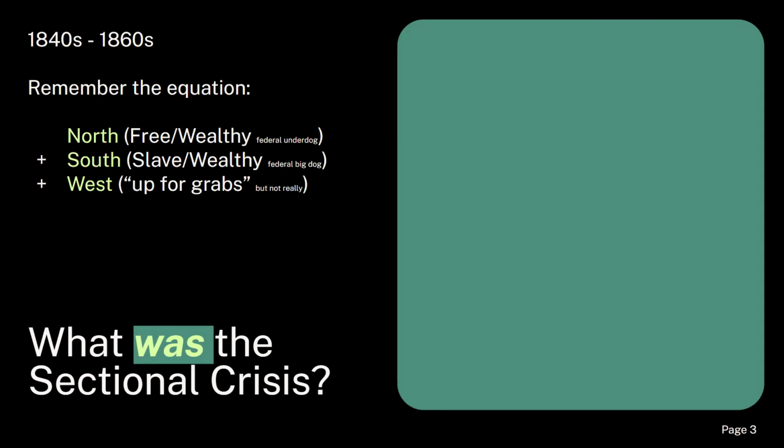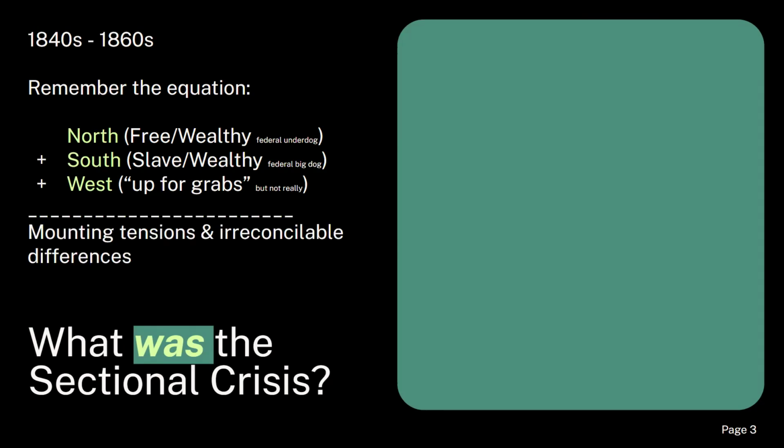And then you add the West, which these two sections, North and South, believe is up for grabs. But of course, we know it's not really up for grabs. People actually live there already. And ultimately, what you have are these mounting tensions and irreconcilable differences.